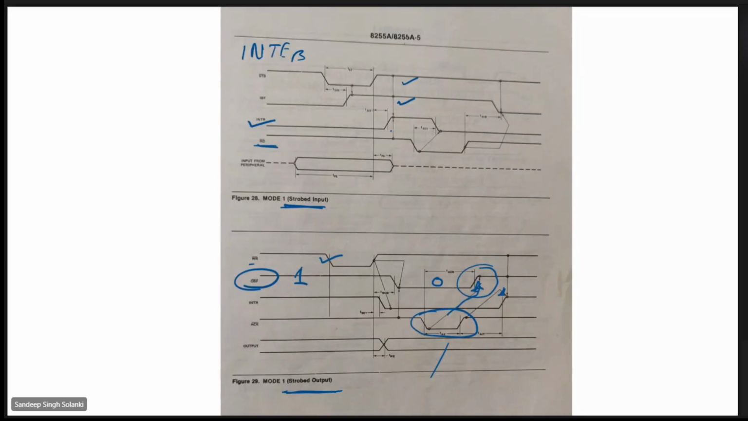Timing diagrams of your strobed input and strobed output. With this, a lot of concepts will be clear. So look at the figure on top, which is your strobed input. I think you are able to read it. What is written here? STB, then IBF. Is it visible? STB, and it is STB bar. Then you have IBF.